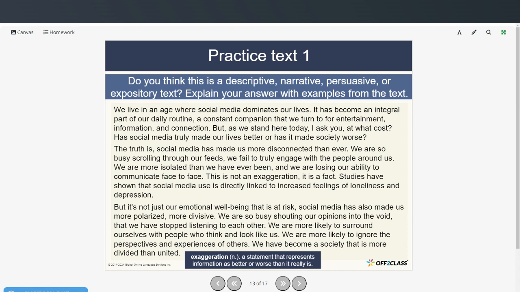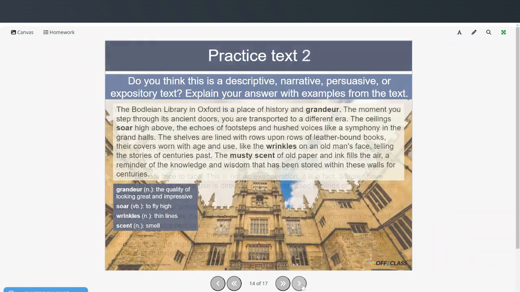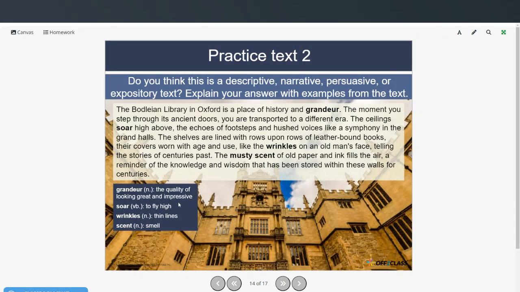So now, write down your answers about whether you think this is descriptive, narrative, persuasive, or expository, and then use some examples to explain your answer. Right? Practice. This is practice 2. Again, you'll do the same thing. Read this through, and then decide whether it's descriptive, narrative, persuasive, or expository, and explain your answer.